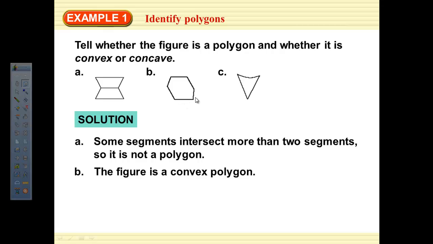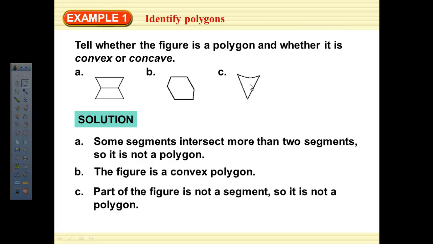For the next one, if we look at it, this is a straight line, this is a straight line, but this surface right here, this segment, is not a segment, it's a curve. That makes it not a polygon because of the curved surface.